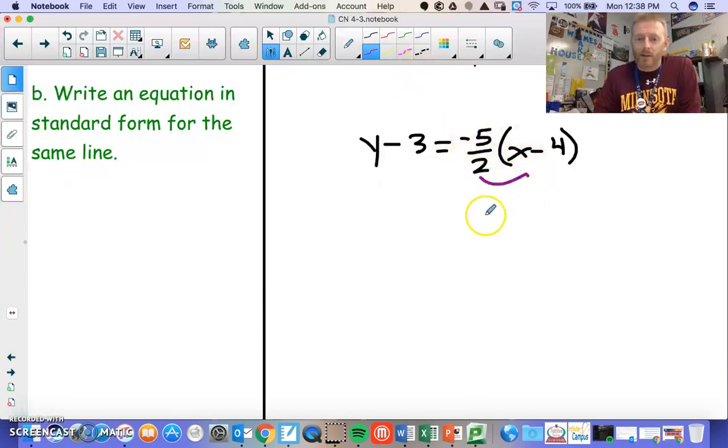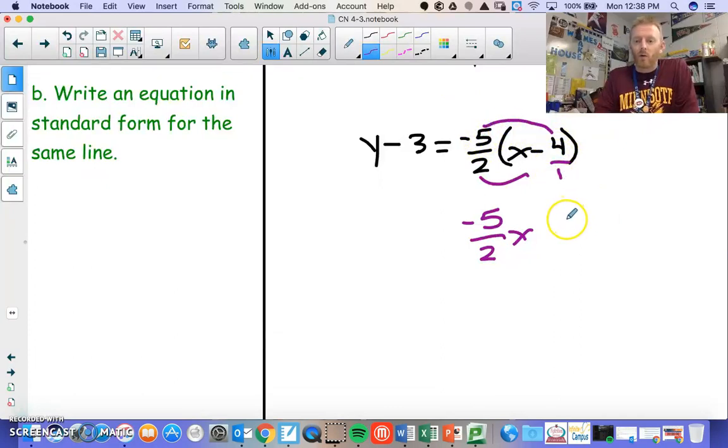When we distribute, we get a -5/2x. And this -5/2 times that -4 makes top times top, because that's kind of like over 1 now. A -5 times a -4 makes a +20/2 makes a 10. So this turns into a +10 back here. And then the stuff on the left just stayed the same.